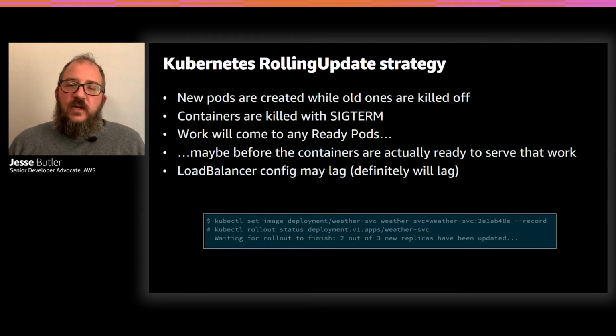The rolling update effectively cycles pods out. Old pods are killed off and new ones are spun up. The containers running within them get SIGTERMs, and those processes are killed off. Then the new pods come up, and as soon as those new container processes are running, Kubernetes considers them ready and work will start coming at them. They might not actually be ready for that.